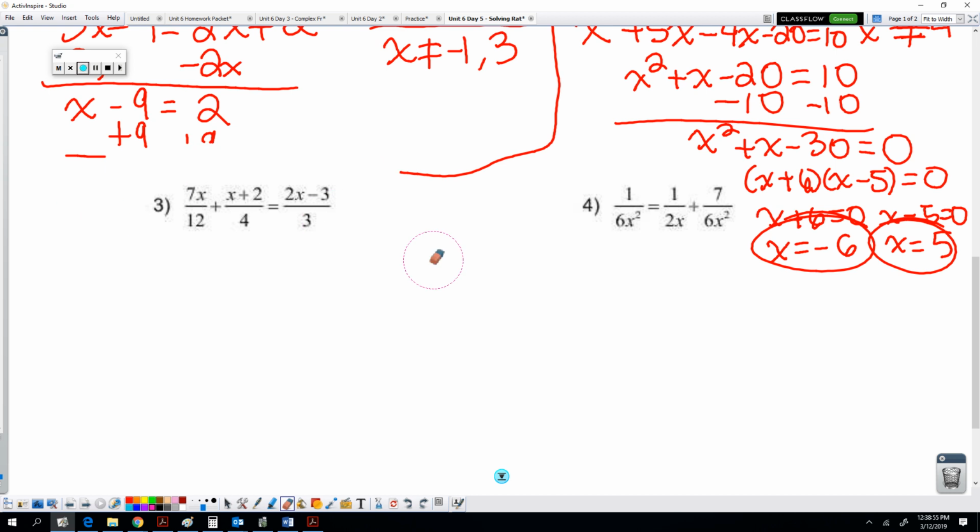Alright, number 3. What we're going to do is find my LCD. Okay? Now, in terms of 12, 4, and 3, you want to think about the smallest number that all of them divide evenly into, and it's 12. And my domain: if you notice, I do not have any x in the denominator. So my domain is actually going to be all real numbers. It can be every single one.